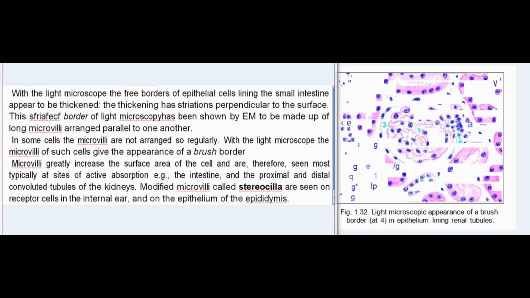Microvilli greatly increase the surface area of the cell and are, therefore, seen most typically at sites of active absorption, for example the intestine, and the proximal and distal convoluted tubules of the kidneys. Modified microvilli called stereocilia are seen on receptor cells in the internal ear, and on the epithelium of the epididymis.